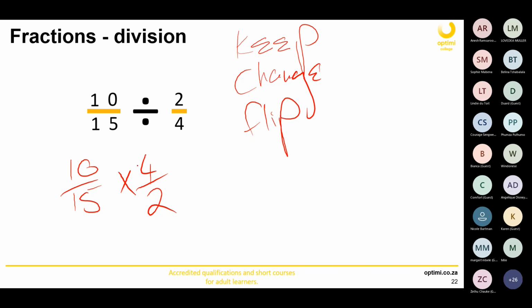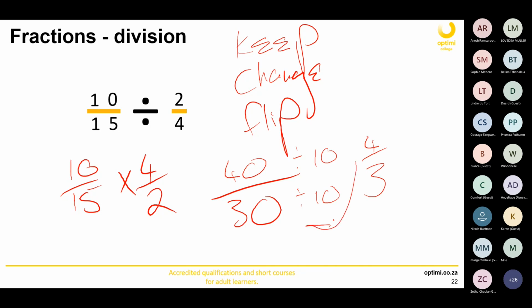And now you can simply complete. 10 times 4 is 40, divided by 15 times 2 is 30. We've got 40 over 30. I can divide both sides by 10. It becomes 4 over 3, and now I need to convert it to a mixed number. 3 goes into 4 one time, 1 is left over 3. Everyone with me on that one?